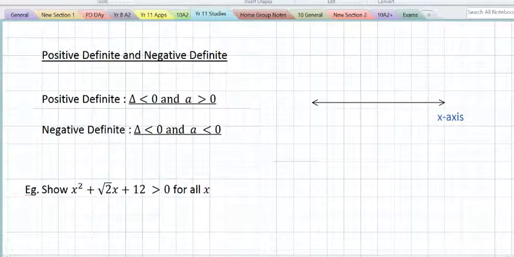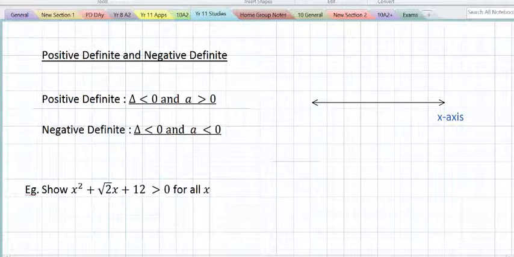So a common question where we'd use this is this example here. Show that x squared plus root 2x plus 12 is greater than 0 for all x. Essentially what that's saying is that regardless of the value of x, that quadratic will never return a negative y value. And we could, I guess, show it by graphing it. That'd be one way to show it visibly. But to show it mathematically, we need to calculate two things. First of all, the discriminant, and we need to state the leading coefficient. Leading coefficient is easy enough, it's 1. So it's greater than 0.